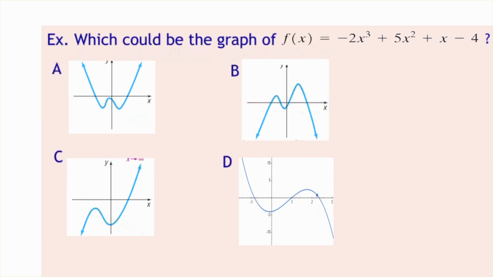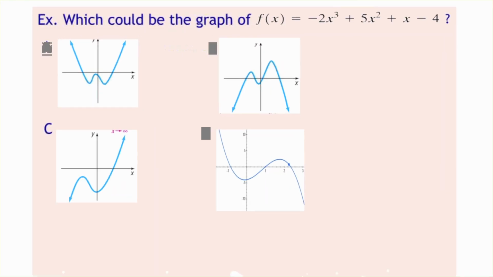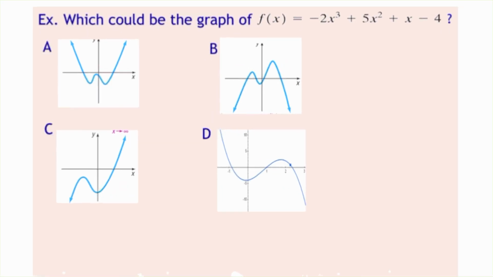Okay, now we are back. Again, we're still in 5.1b discussing polynomials. And I'm going to ask the question, which could be the graph of this polynomial? It is a negatively oriented cubic polynomial with a y-intercept of -4. Okay, so I can take a look at those things.